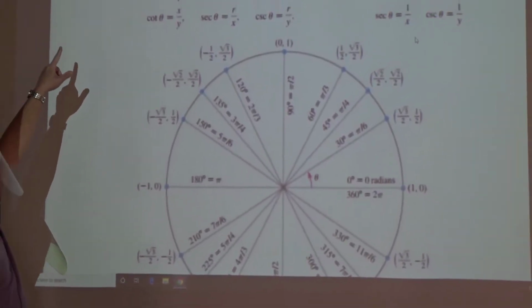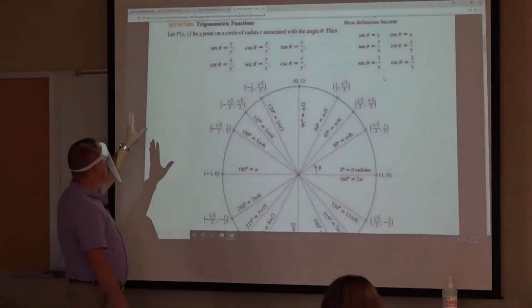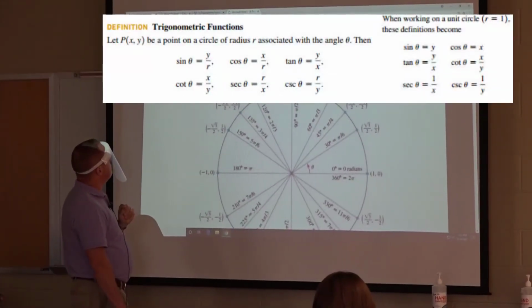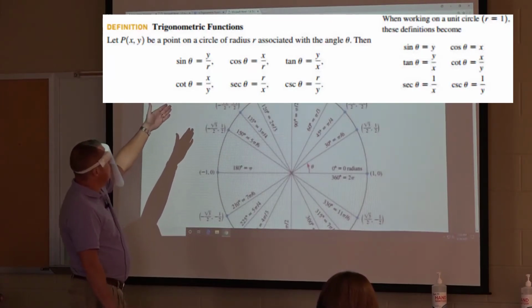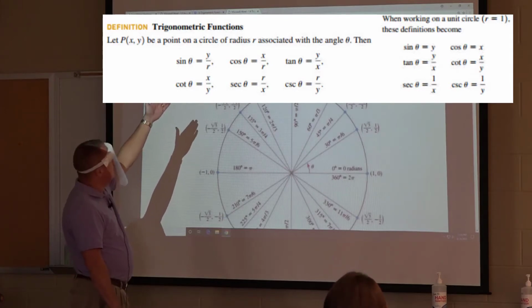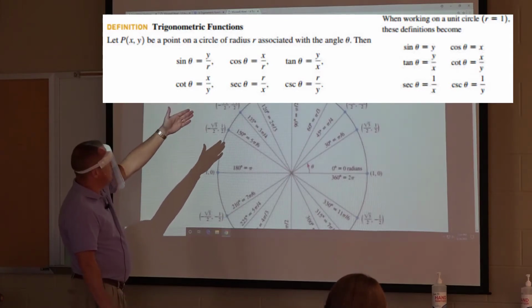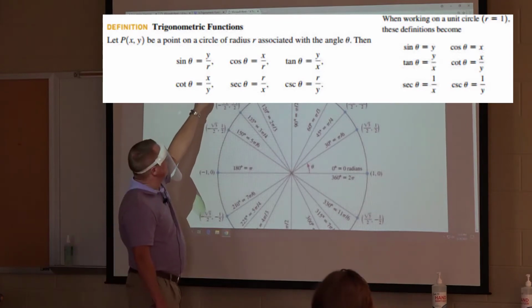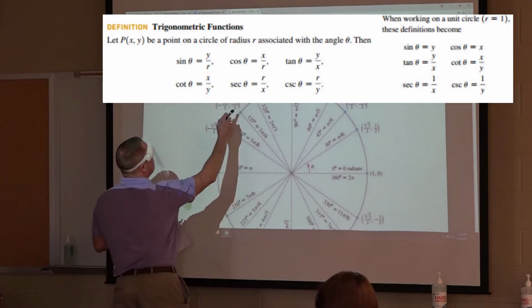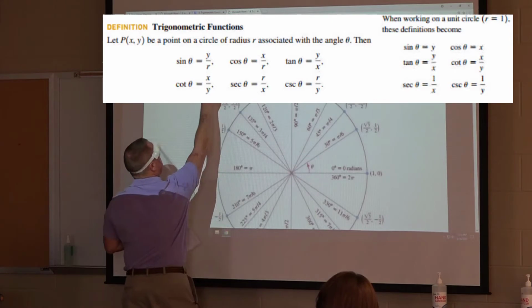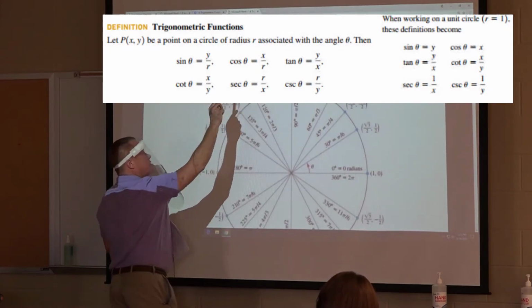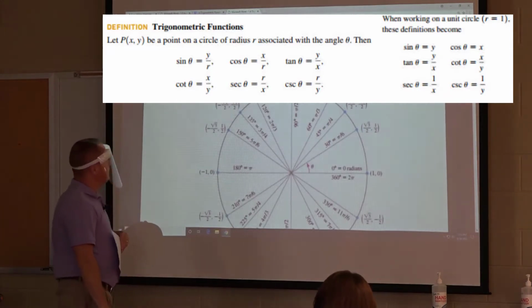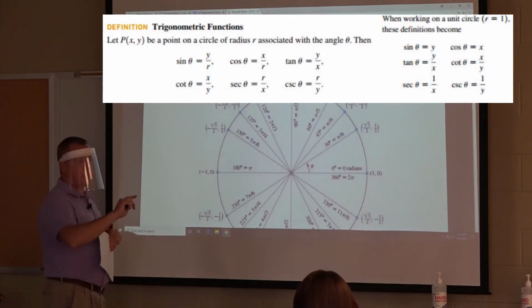Definition of trig functions: let P, a point (x, y), be a point on a circle of radius r associated with the angle theta. Then sine is y over the radius, cosine is x over the radius, tangent is y over x. And then cosecant is the reciprocal of sine, secant is the reciprocal of cosine, cotangent is the reciprocal of tangent. Not inverse, but reciprocal.